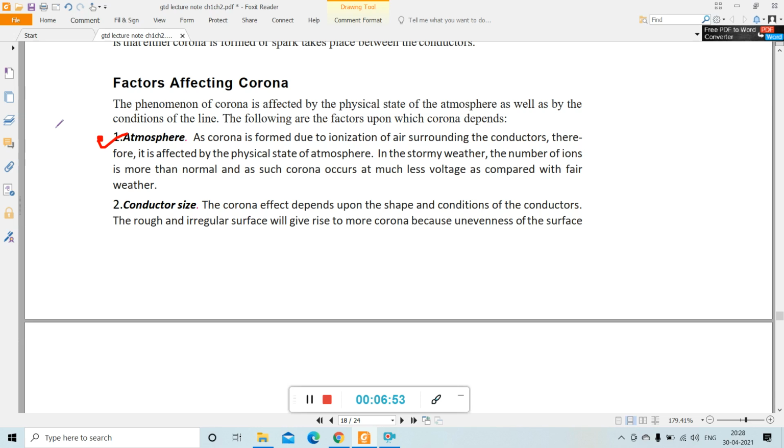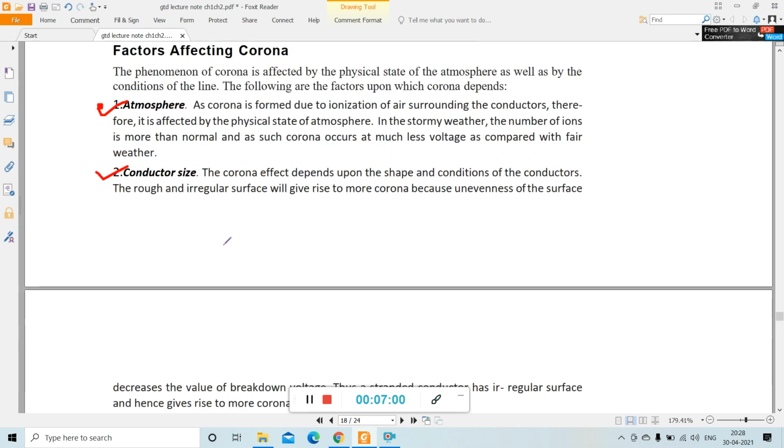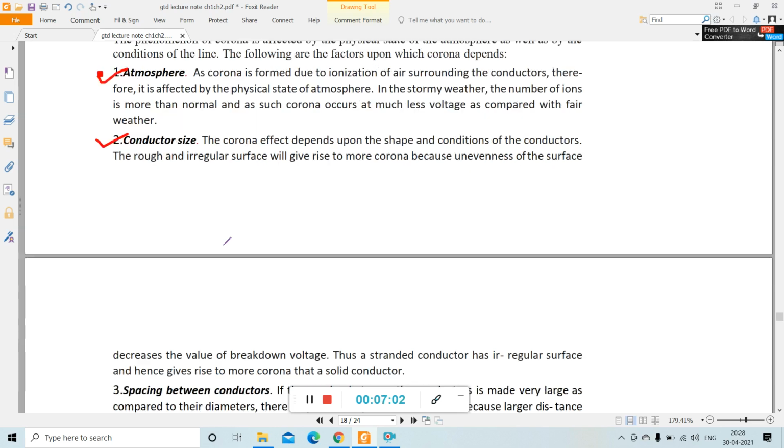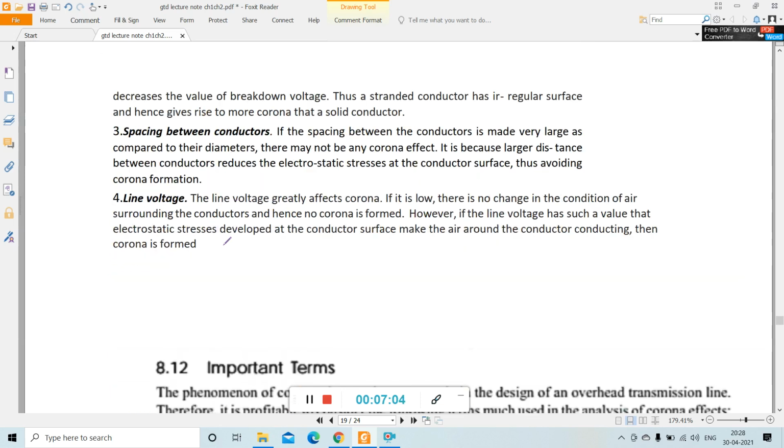Then conductor size. The corona effect depends upon the shape and condition of the conductors. The rough and irregular surface will give rise to more corona because unevenness of the surface decreases the value of breakdown voltage. Thus a stranded conductor has an irregular surface and hence gives rise to more corona than that of a solid conductor.